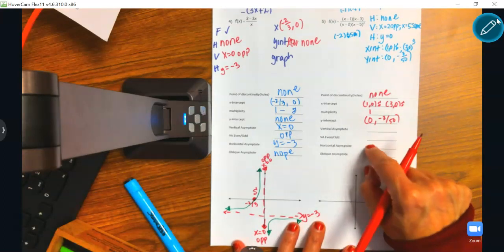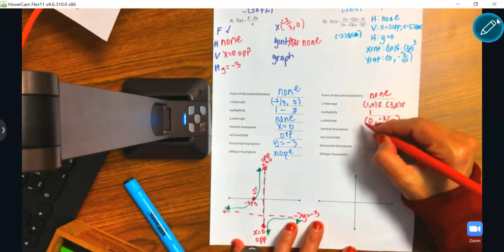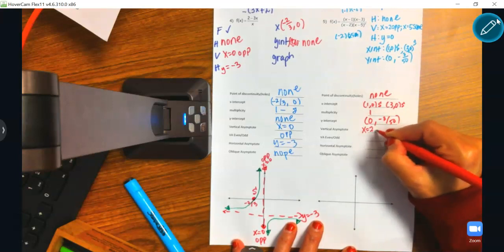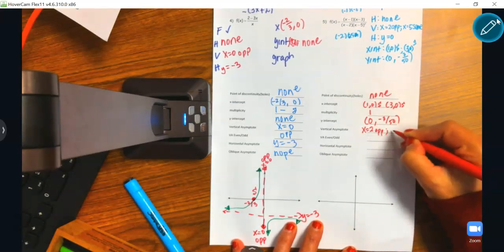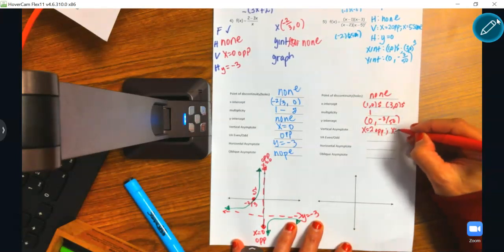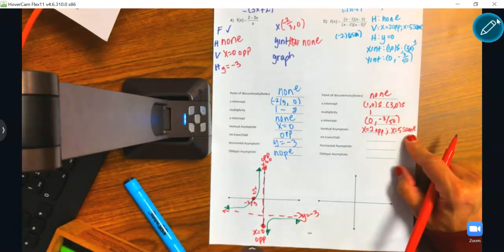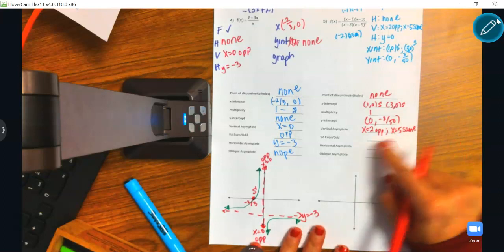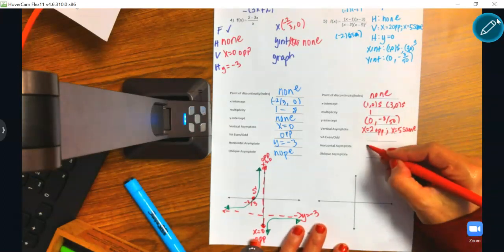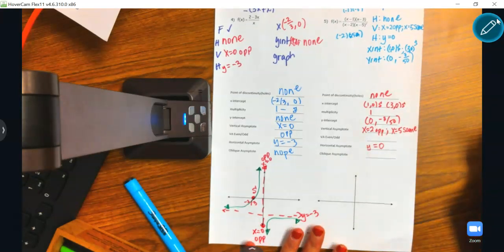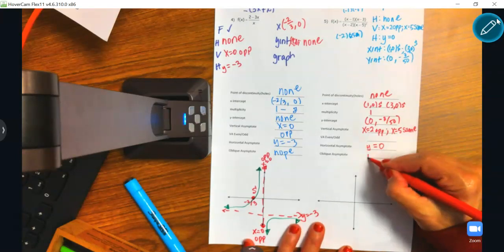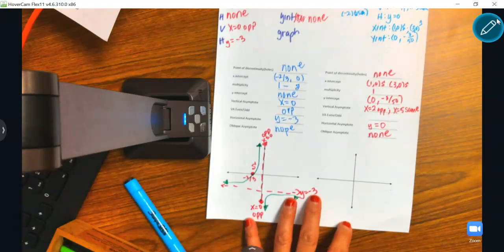Remember, this is so exciting because we have 2 vertical asymptotes. We have x equals 2 with opposite behavior, and we have x equals 5, and this one had same behavior, so we definitely need to make a note of that on our graph. Horizontal asymptote is just going to be that x-axis. Let's write y equals 0. So we didn't have an oblique, so let's write none. All right, let's graph it.